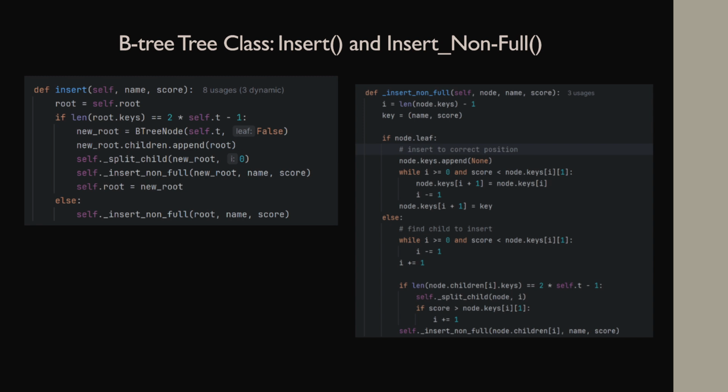And then we call insert_non_full because the new root is not full, so we can safely insert the key using that helper method. Then we update the root pointer to the new root. If it's not full, then we just insert it into the root node using insert_non_full, and nothing's really changed here because there's space to insert a new key.